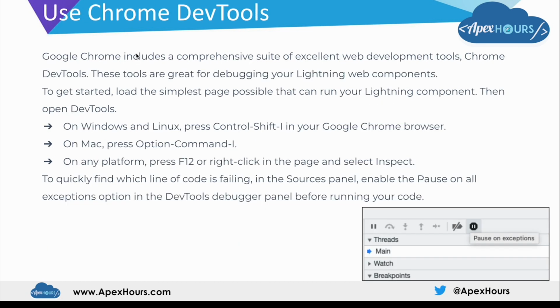Okay. Now let me show you how you can use Chrome DevTools to debug something. Basically, Google Chrome includes a very easy and excellent web development tool to debug your Lightning Web Component, and it is Chrome DevTools. These tools are great for debugging your Lightning Web Component. To get started, you just have to load the page, and then open the DevTools by right clicking on it and going to Inspect Element again.